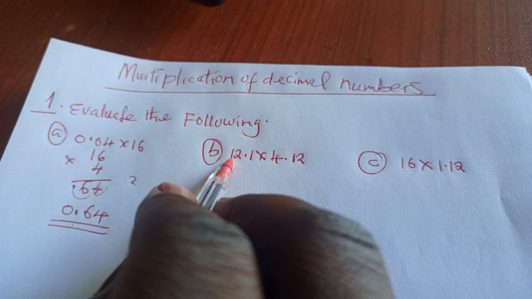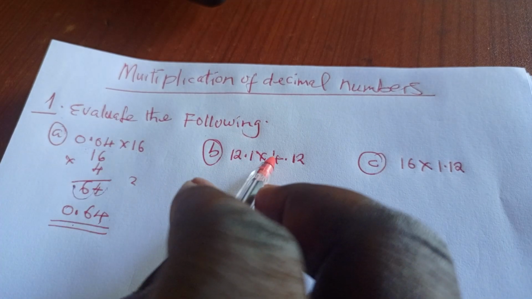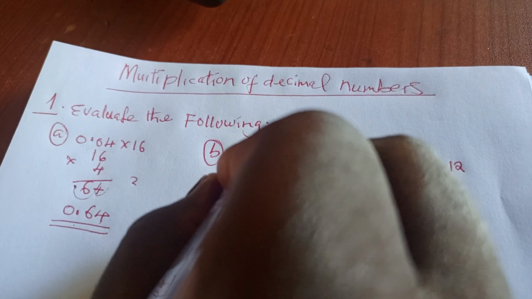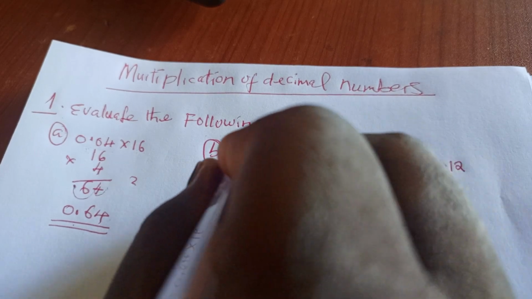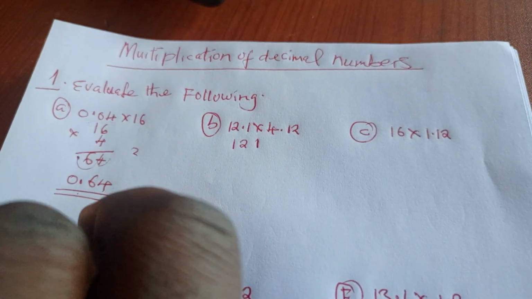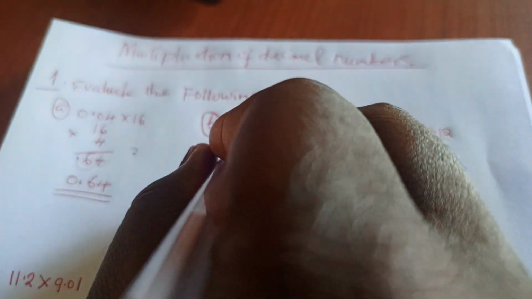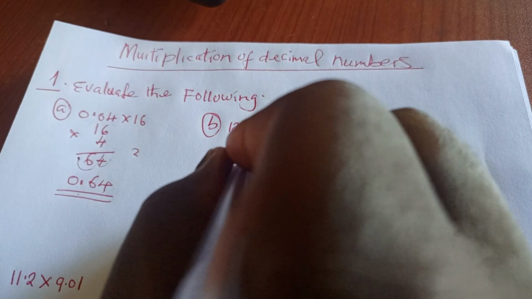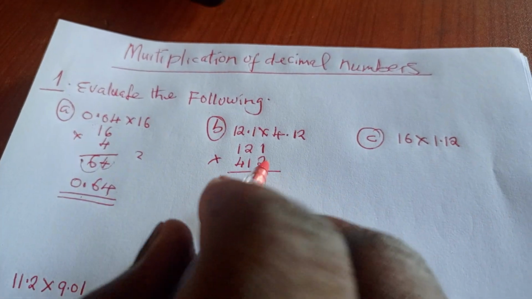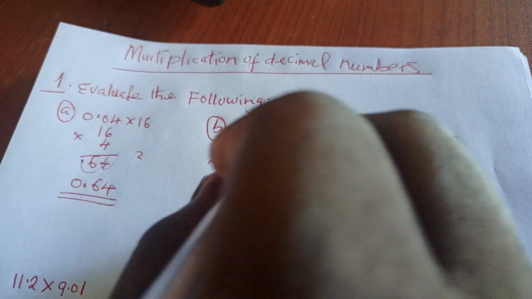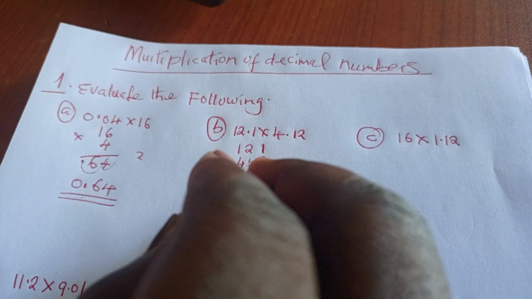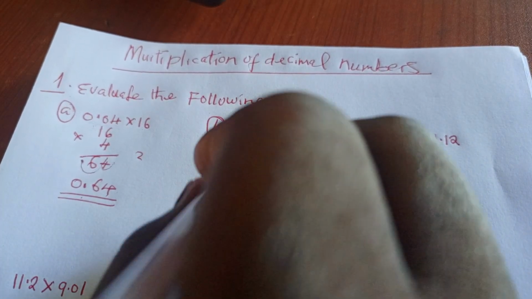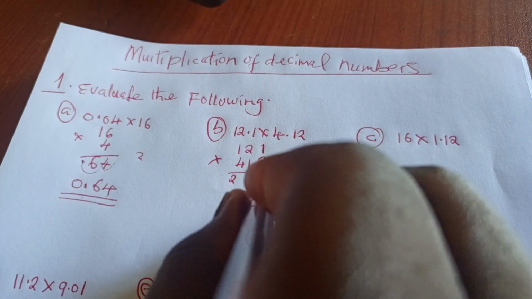Again, as you can see, we have 12.1 times 4.12. So what I'll do, I'll write 1, 2, 1 and ignore the points here. Then times 4, 1, 2 like this. Then I'll multiply. So 2 times 1, which is 2. Then 2 times 2, which is 4. 2 times 1, which is 2. Then I'll put a 0 here.